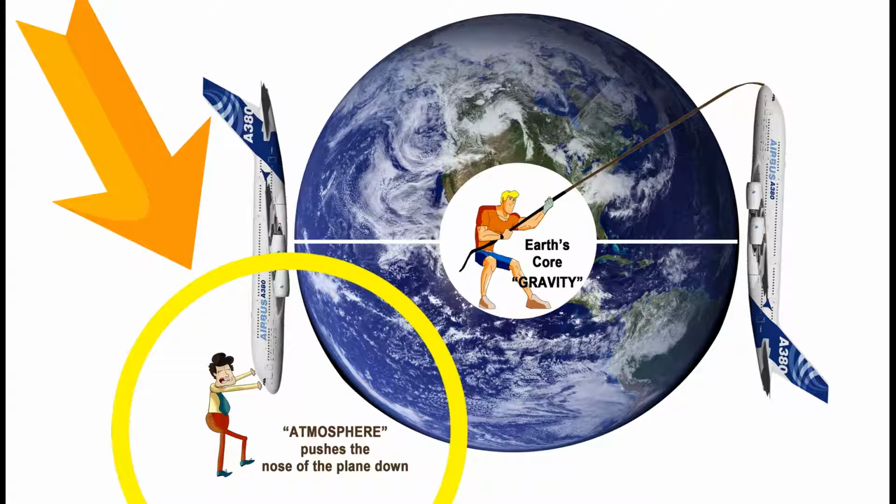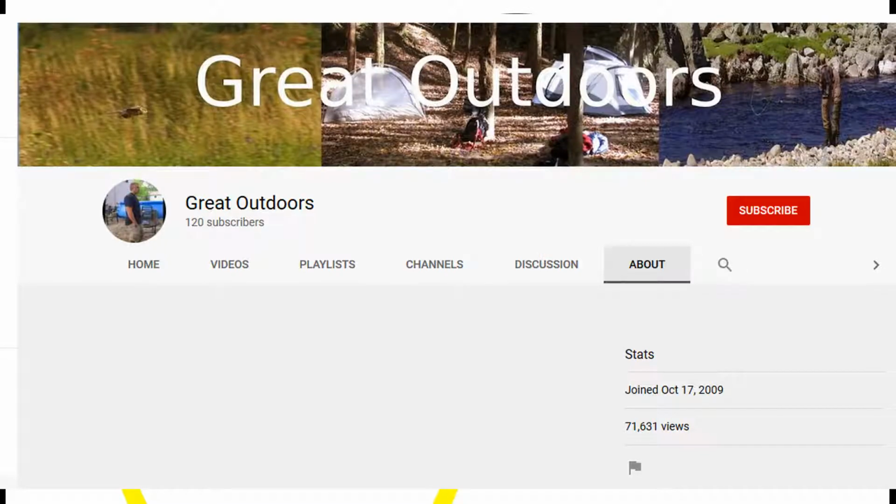Let's go on now and talk about what this guy says. He says the atmosphere is actually the one that's pushing down or bringing down the nose of the plane in order to have it adjusted for curvature. I got this video from this channel, Great Outdoors. So let's go ahead and listen to him.